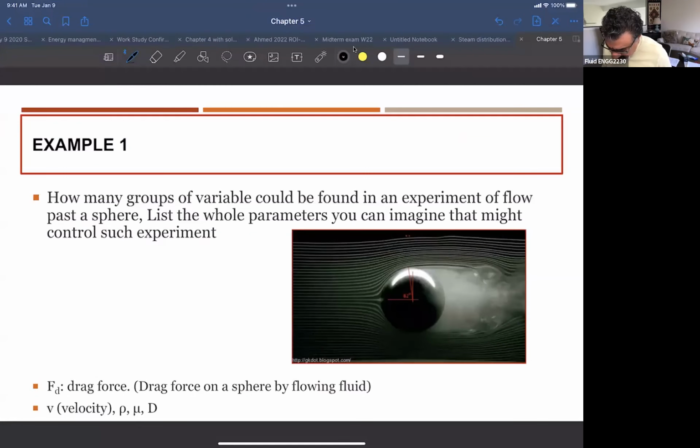So let's solve these problems. Again, as I mentioned, sometimes those problems are very straightforward just by giving you a description of the problem. We're just making it simple for you. So it says here, how many groups of variables could be found in an experiment of flow past a sphere?